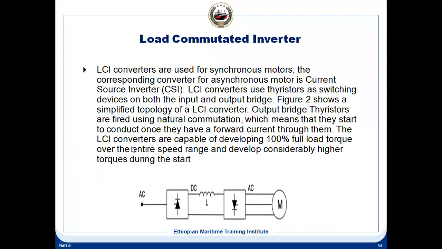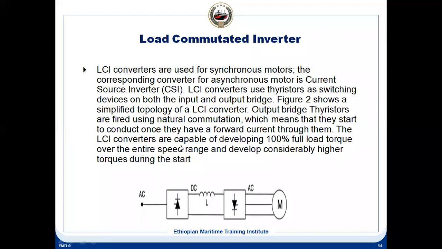So this is the LCI diagram. If you see the LCI schematic diagram, it looks like this. LCI converters are used with synchronous motors. Generally, this type of thyristor is used with synchronous motors, and with induction motors we are using VFDs, variable frequency drives, which use IGBTs. So LCI converters use thyristors as the switching device. Here we are using thyristors for switching instead of IGBTs.